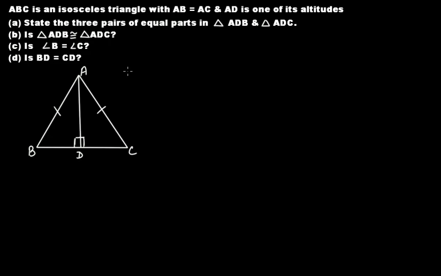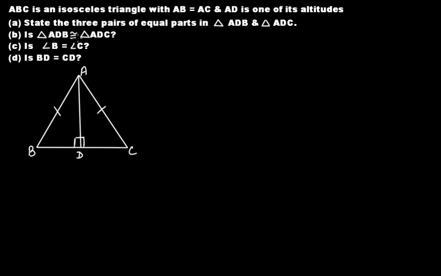In this question, ABC is an isosceles triangle with AB equal to AC, and AD is one of its altitudes. It means that AD will make 90 degrees with BC.